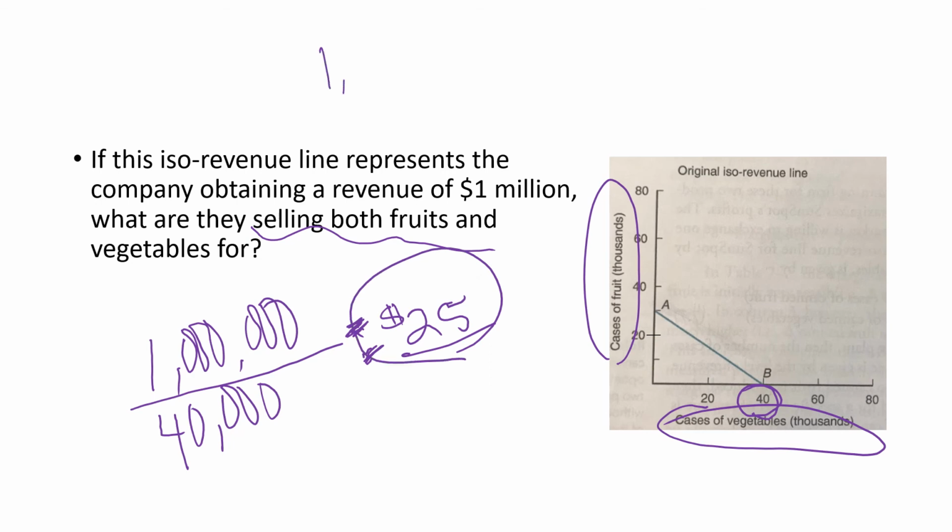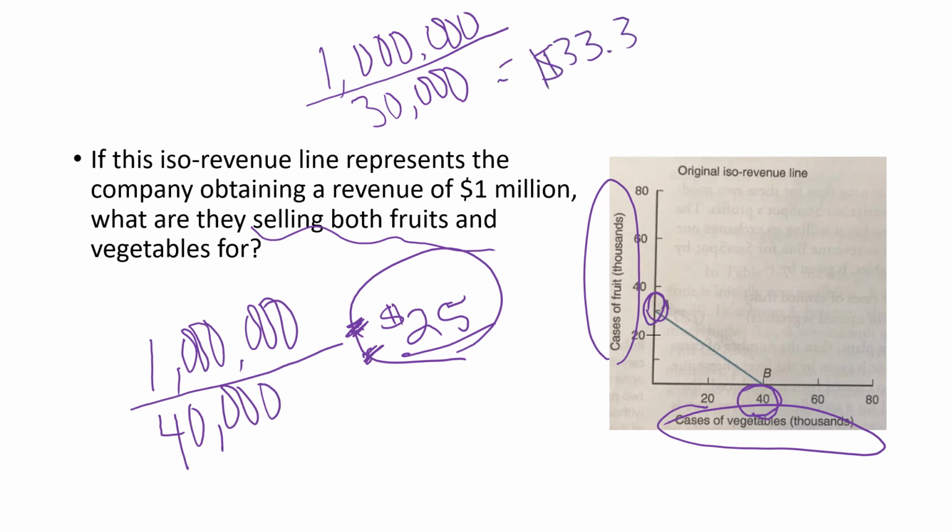And then if we brought in $1 million of revenue by just producing fruit, we would be selling 30,000 cases of fruit. So 1 million divided by 30,000 cases of fruit is where we get that $33.33. Okay, so that's what we're charging per case of fruit. So these ISO revenue lines are similar to the budget lines that we have calculated in the past.